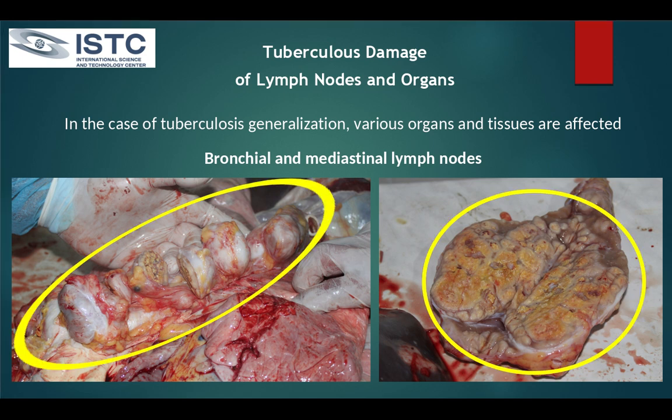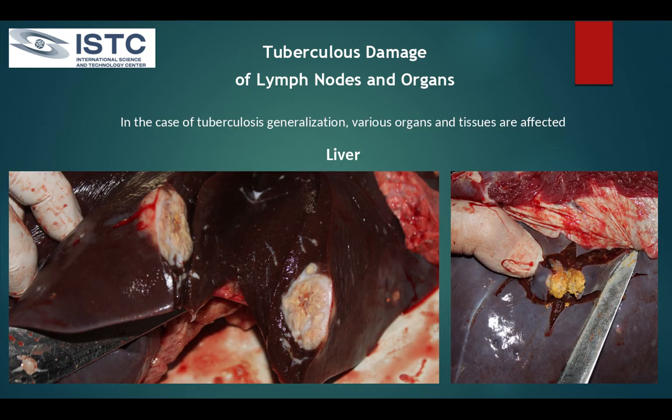Current slide presents tuberculomas and calcification processes in bronchial and mediastinal lymph nodes. Here it is shown a tuberculoma in the liver, with caseous necrosis clearly visible in the left image. In cases of liver involvement, tuberculomas may not be externally noticeable, as they often lie deep within the organ. Additionally, the liver tissue itself is quite dense, and palpation may not guarantee adequate results. Therefore, during examination, it is necessary to make several incisions.